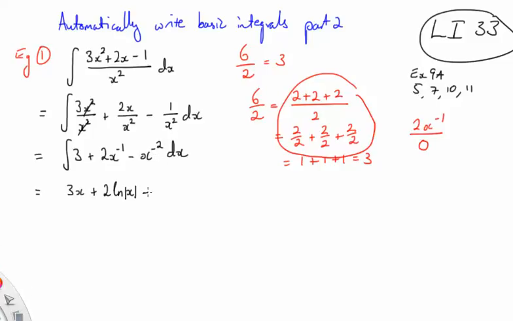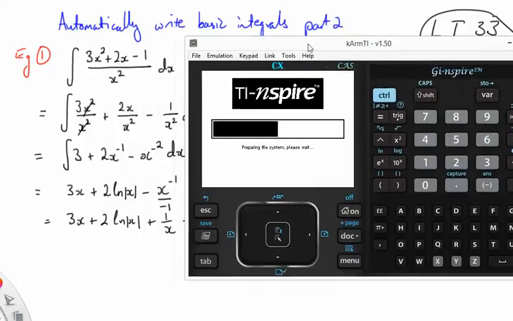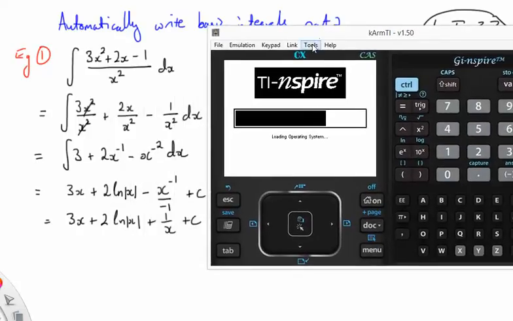And then over here, we add 1 to the power and divide by the new power. So we've got to add 1 to the power. So it becomes x to the power of negative 1 and divide by negative 1 plus c. Let's tidy this up. We get 3x plus 2 natural log of x plus 1 on x plus c. Alright, how do we know that's correct? The calculator can tell us. We'll see how we went.